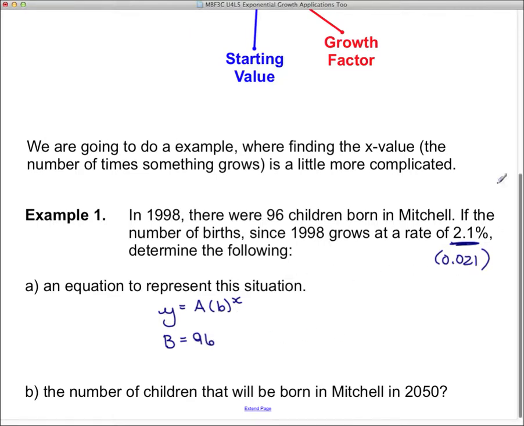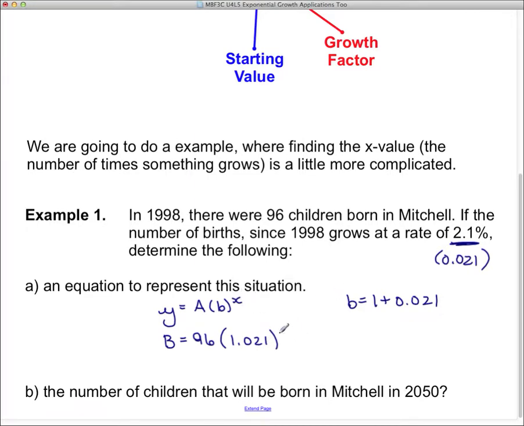Now what is our B? Well, since we're given this as a percent, our B is given by 1 plus the percent that we're given, 0.021. That's how we get a growth factor. We do 1 because it retains 100% of its value. This is telling us that there are at least 96 children born next year, and then there's 2.1% on top of that. So here's our growth factor, 1.021. That 1 represents 100% of the 96 and then a little bit more.